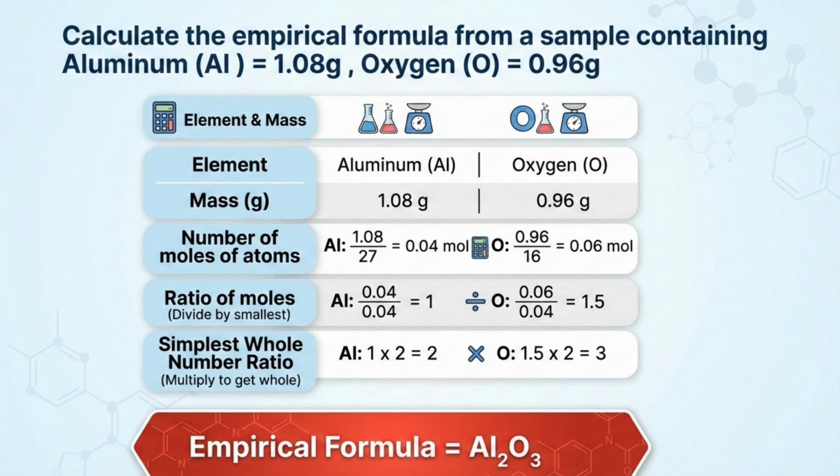This slide summarizes the steps for calculating the empirical formula for aluminum oxide, starting with the mass, finding the moles, calculating the ratio, and determining the simplest whole number ratio to reach aluminium oxide.